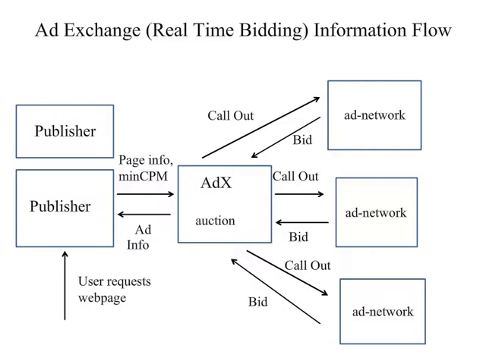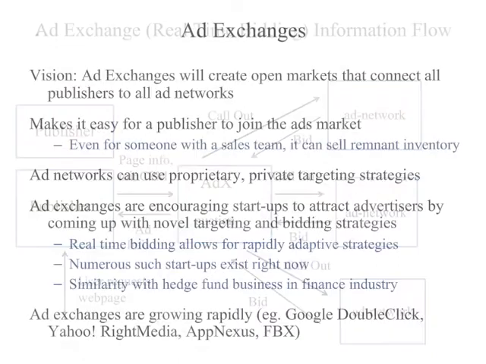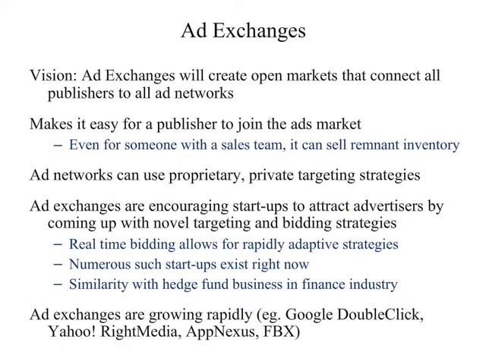So Google acquired DoubleClick, Yahoo acquired Right Media. Both of them were startups that they bought. And AppNexus is still a startup that's running on its own. It's the biggest. It's bigger than Google's DoubleClick real-time part. So AppNexus is solely real-time bidding. It's the biggest one right now for that.